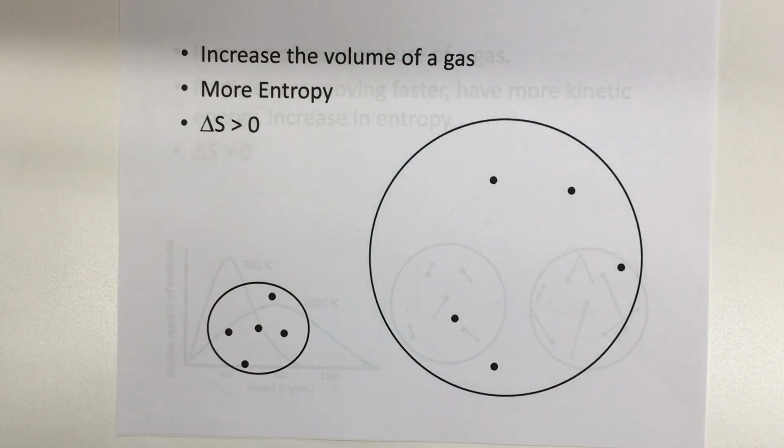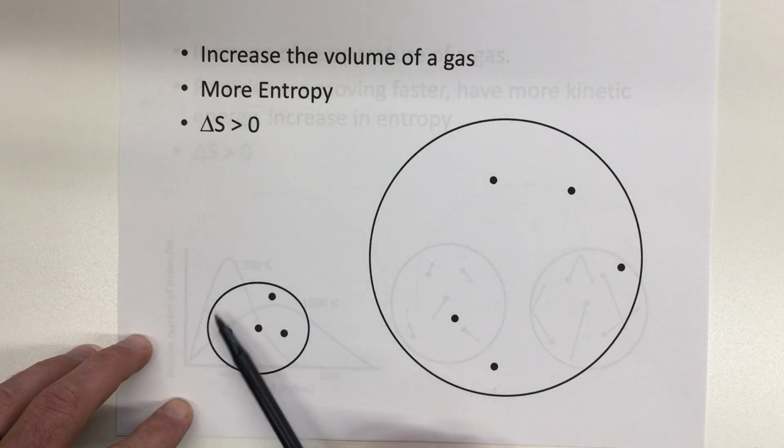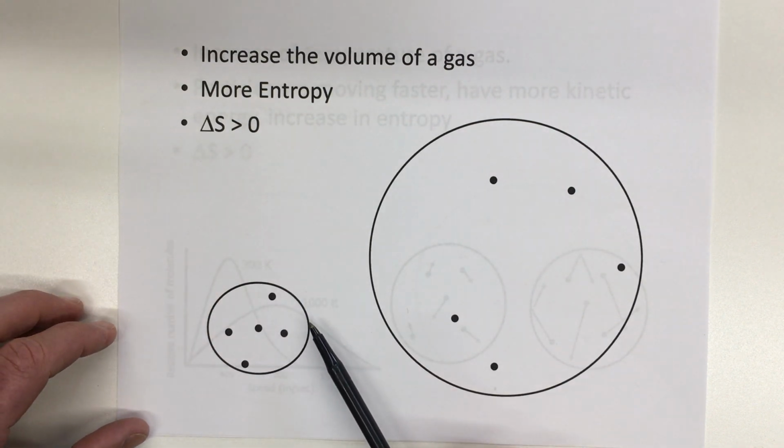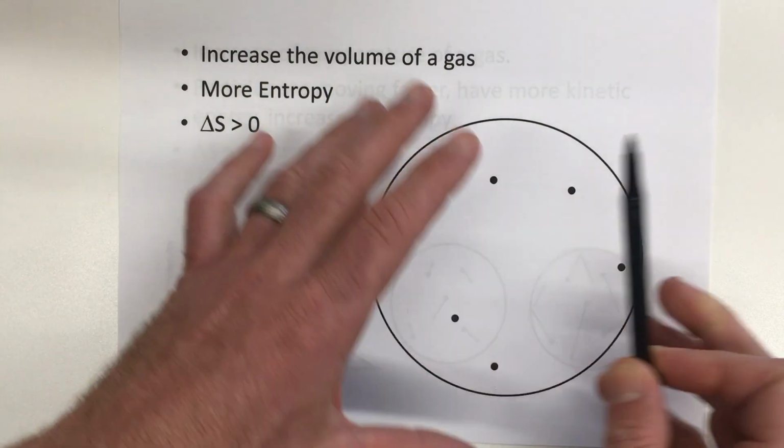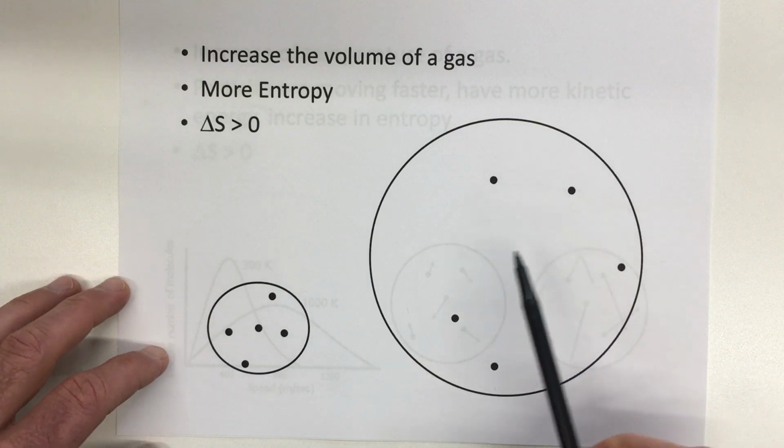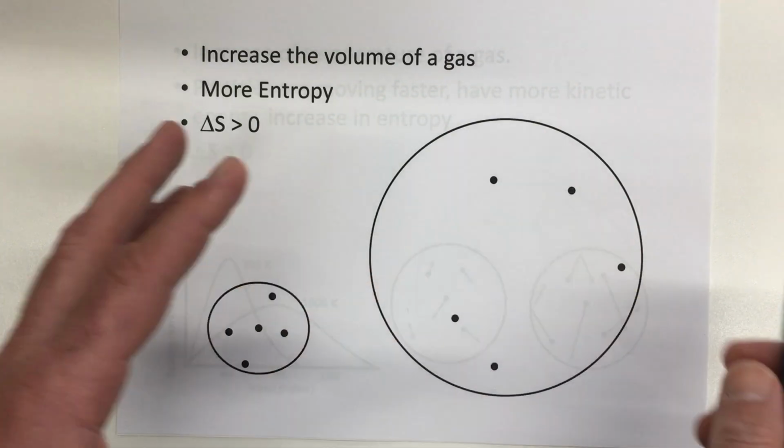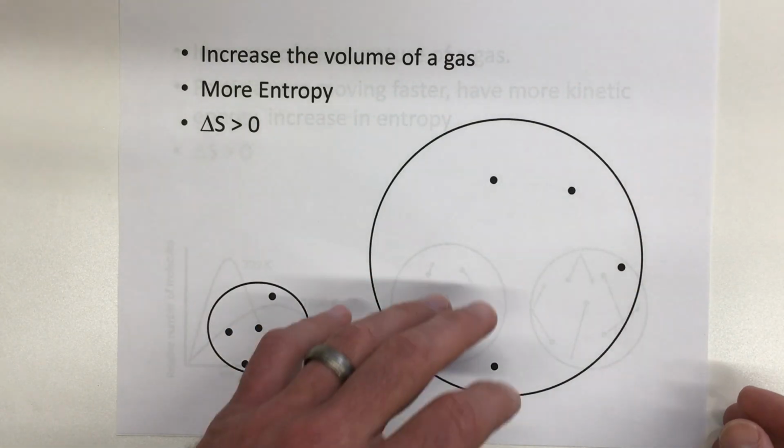If you have a gas and you increase the volume of the container that gas is in, that will be an increase in entropy. Here we have gas particles condensed in a small amount of space. If we let them spread out and take up all this space, we have an increase in entropy, an increase in disorder, because they're more free to move around.